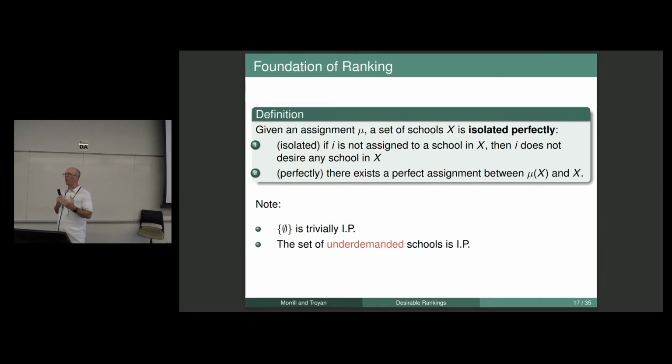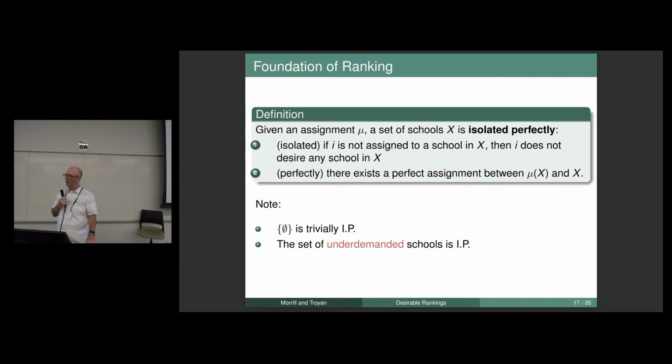Okay? So the last ranked schools are not desired by anybody, and there's a perfect assignment when I restrict attention to them. So I'm going to call this isolated perfectly. I'm going to say a set of schools is isolated perfectly if nobody outside that set wants any of the schools in the set. Again, this is what we're thinking about as the last ranked schools. And the perfect part says that they're isolated, but if we restrict attention just to them, there exists a perfect assignment on that subset. Okay?